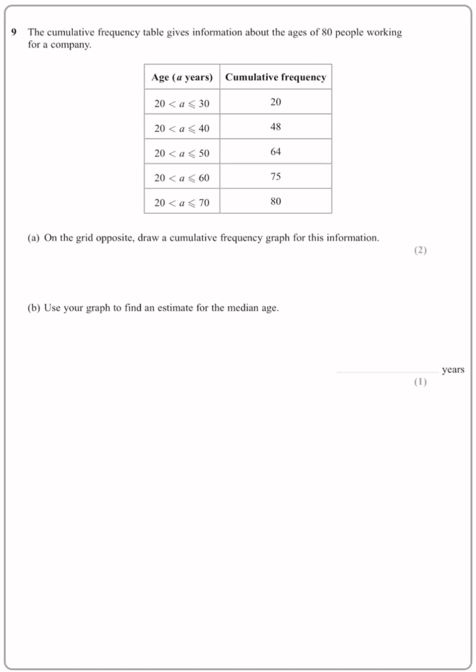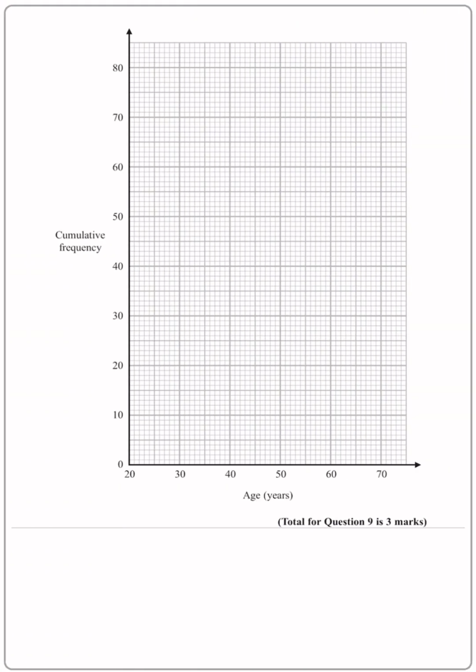Okay, question number 9, so cumulative frequency. We always plot these at the end point, the part on the right. So the first one will be plotted at 30, 20, because it's 20 to 30 is at 20, and then at 40, 48, 50, 64, 60, 75, and lastly 70, 80. And then we have a go at drawing a line through all of those.